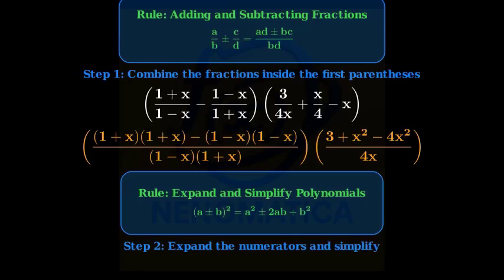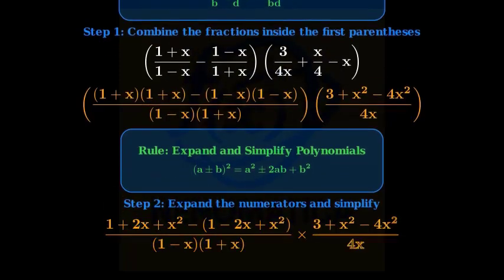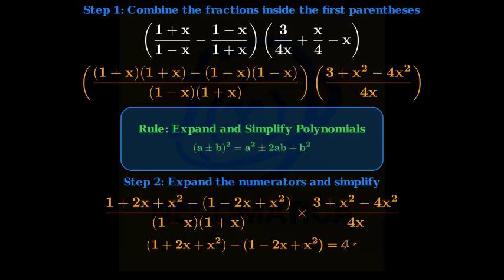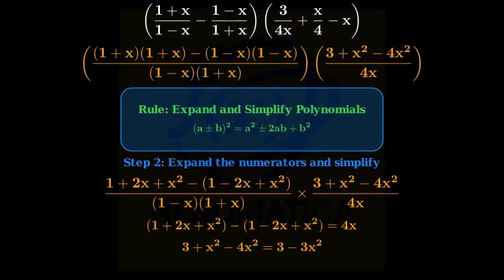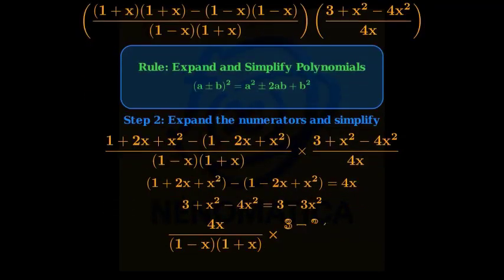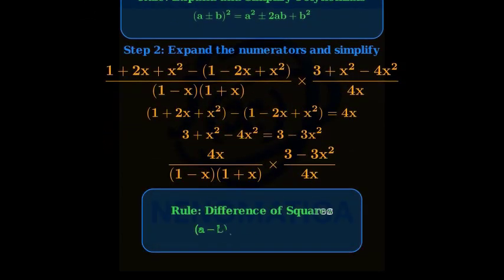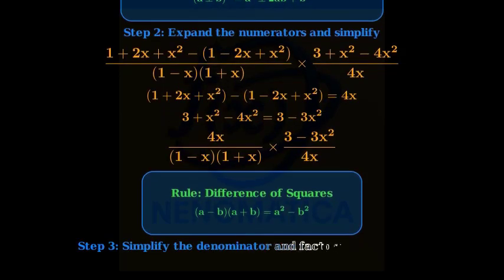Step 2. Expand the numerators and simplify. First, expand the first numerator and combine like terms. Next, simplify the second numerator. Rewrite the entire product accordingly. Difference of squares. We use the identity (a minus b) times (a plus b) equals a squared minus b squared.